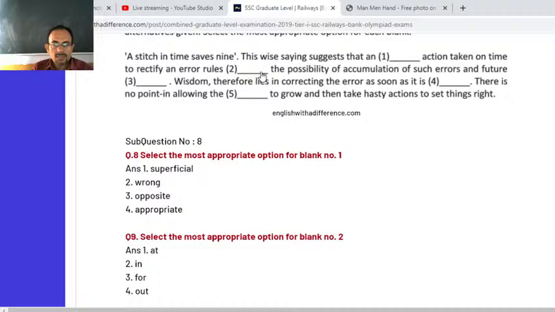Rule out the possibility. Rules out the possibility means what? There is no possibility. Rule out the possibility means there is no possibility. To rectify an error, rules out the possibility of accumulation of such errors and future dash. And future what? Future dash means future, of future.